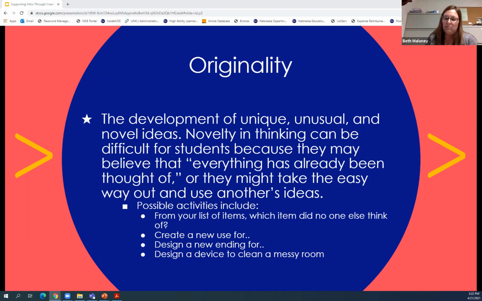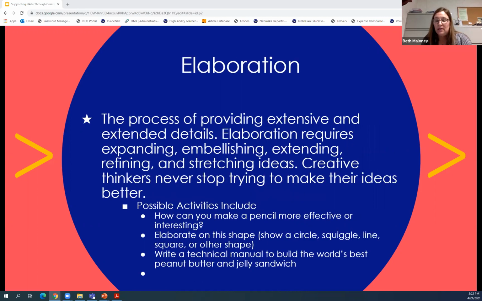This one is huge, that can be applied in so many ways, but I know if you've been working with GATE kids or HAL kids, that many kids get stuck on this idea that everything's already been thought of. They're afraid to step out of their comfort zone and be new. So that is the O.